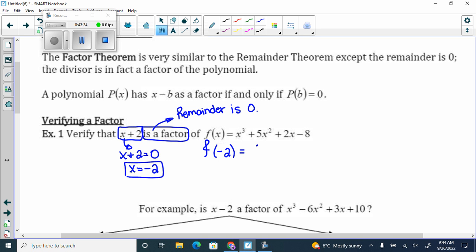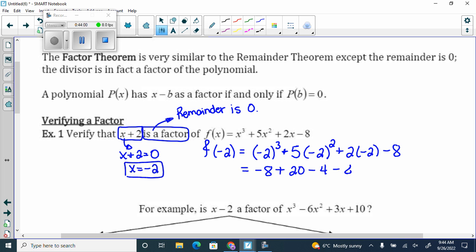So we go -2 cubed plus 5 times -2 squared plus 2 times -2 minus 8. So we're going to get -8 plus 20 minus 4 minus 8, which is actually 0. So we have f of -2 equals 0. So we know the remainder is 0.